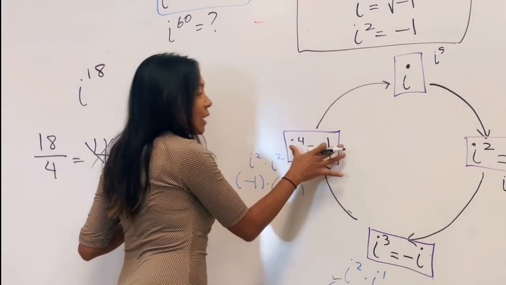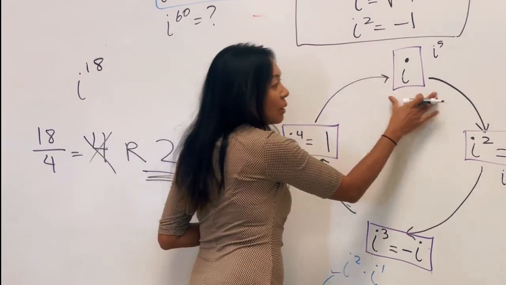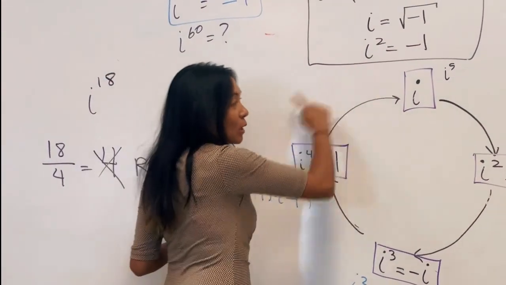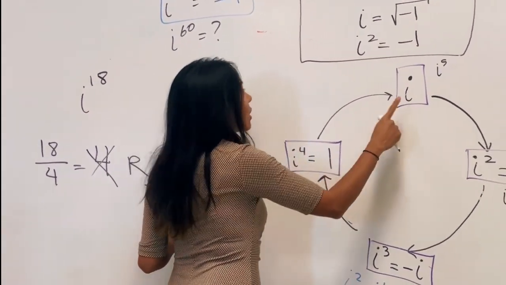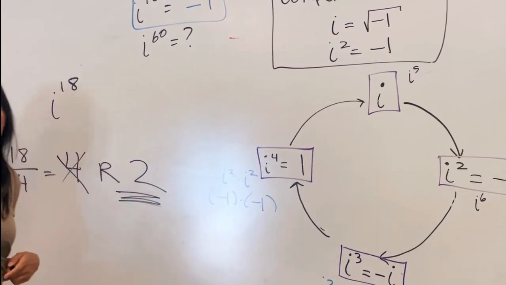But the remainder is what gives me the answer. The remainder is saying, after I'm done with that, I'm going to take 2 extra steps. Uno, dos. I went around and that got me to 16, so 17, 18. I have 2 more extra steps. So that's why it's negative 1.